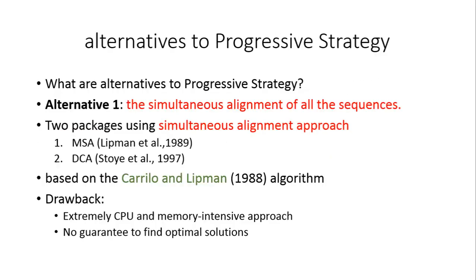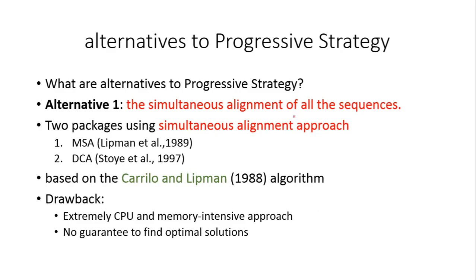Before we jump into what T-Coffee is and how it works, let me tell you what alternatives exist to progressive strategies. What if I don't want to use a progressive strategy? Then what options do I have to align my sequences? There are three alternatives that I will talk about. The first alternative is to use simultaneous alignment of all of the sequences.